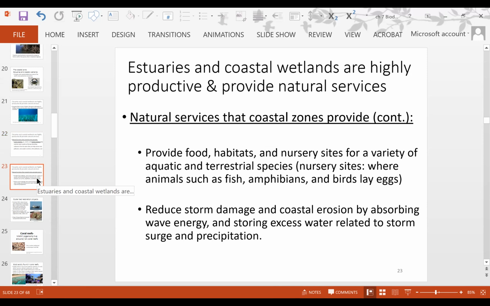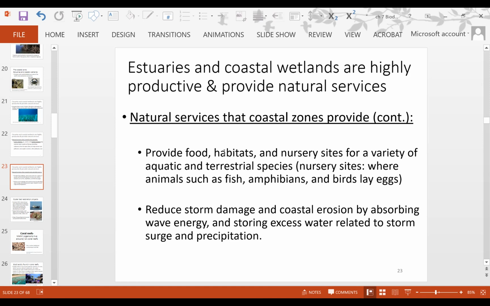Estuaries and coastal wetlands also provide food and habitats and nursery sites for a variety of aquatic species as well as terrestrial species. A nursery site means it's an area where animals lay their eggs. So fish, amphibians, and birds like to lay their eggs in estuaries and coastal wetland areas.